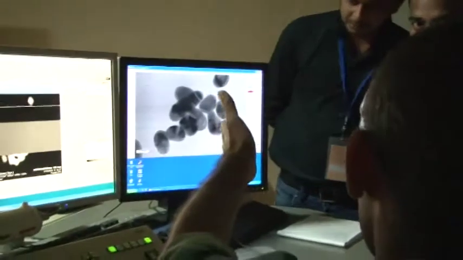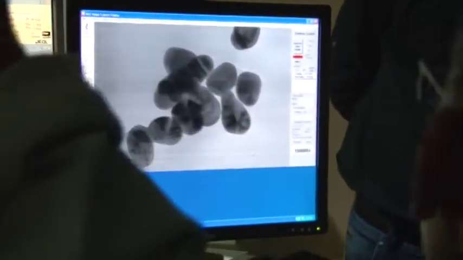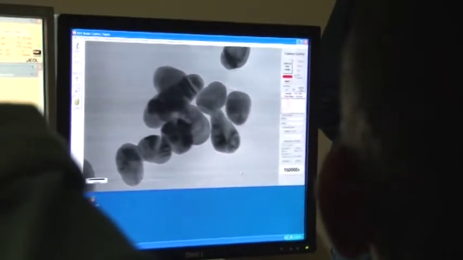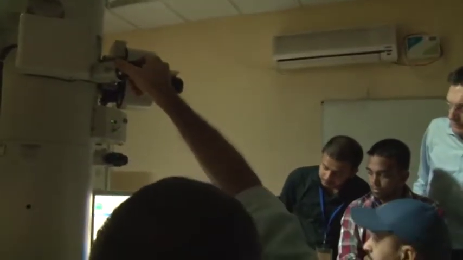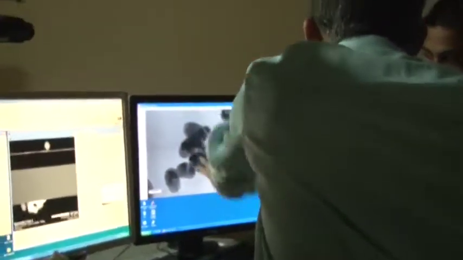So these are the images as they look now with the objective aperture in, and I will just take it out. I don't think it will hamper the CCD camera too much. So you see, we do see some contrast here, and let us see how it looks if I remove the objective aperture.